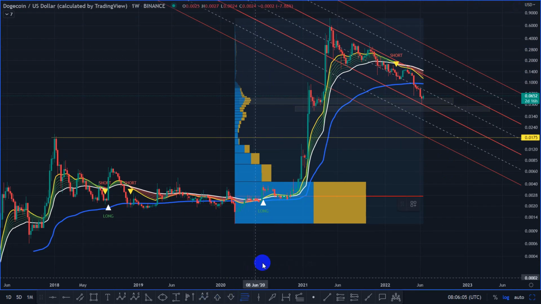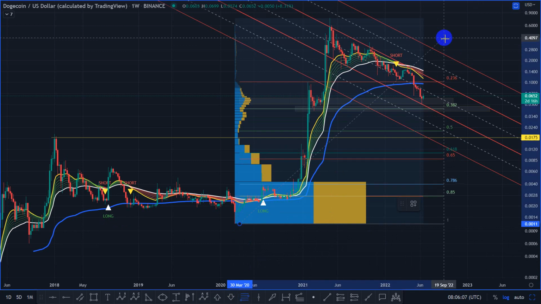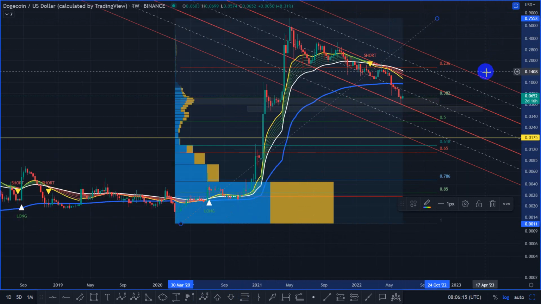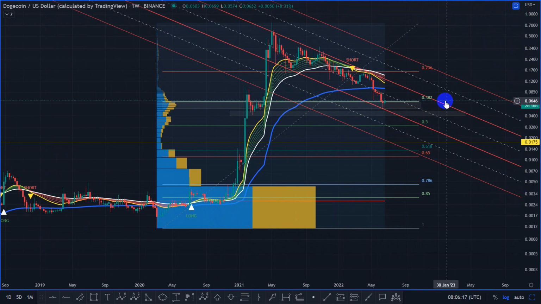Here is one of my favorite tools, the Fibonacci retracement tool. All right, from the swing low to the swing high. And bam, check this out. Exactly at the 0.382 level, that's where the price bounced. That's a strong area. And like I showed you, here's another strong area if the price will go lower.